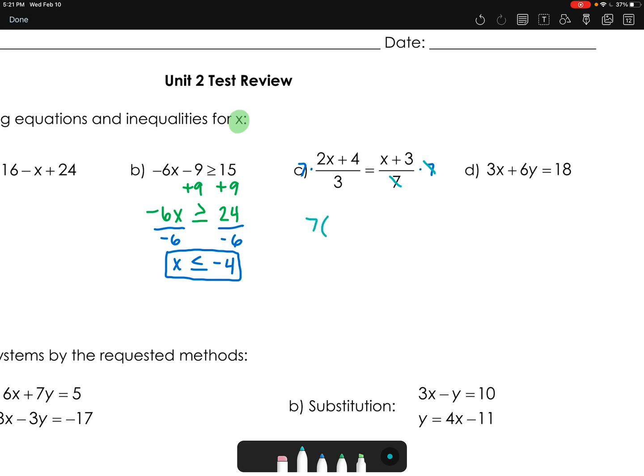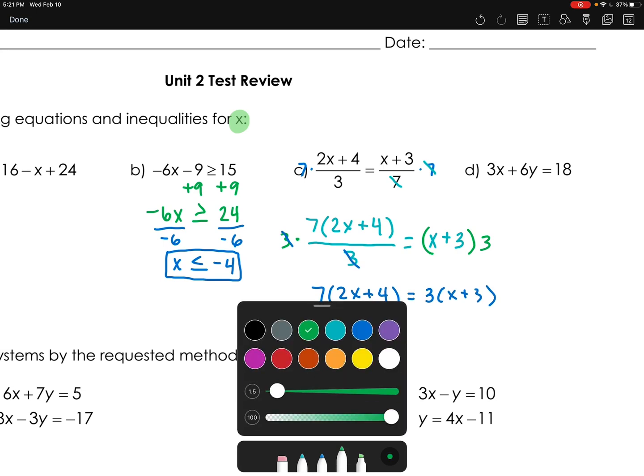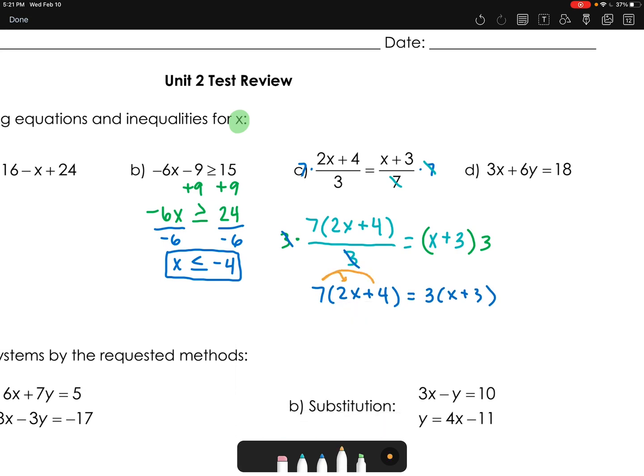When I multiply the left side by 7, I'm just going to put that in the numerator up here, all over 3, equals x plus 3. Now I'm going to do the exact same thing on the other side: multiply by 3 and multiply by 3. Then these 3's go away, and I am left with 7 times 2x plus 4 equals 3 times x plus 3. From here, all you're going to do is distribute the 7 inside and this 3 inside, and then solve for x here as well.